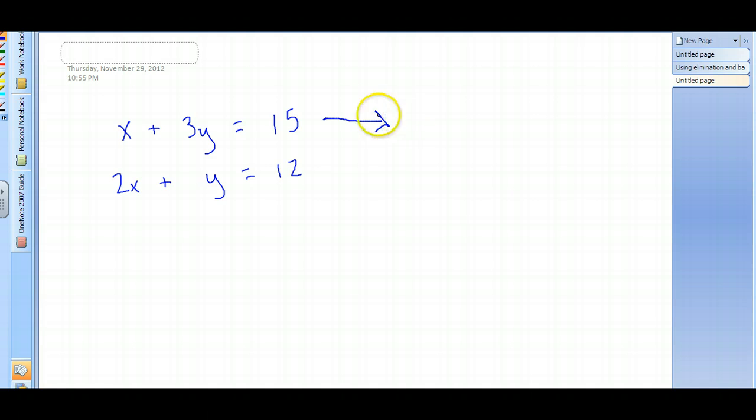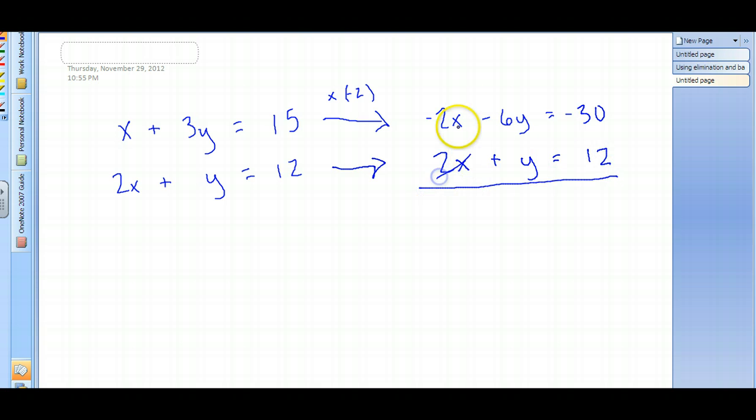If I multiply this by -2, I get a -2x, a -6y, and a -30. And then just bring this over, don't do anything to it. We get 2x plus y equals 12. They cancel. We get -5y equals -30 plus 12, which is -18. Divide by -5, and we get y is equal to 18/5.